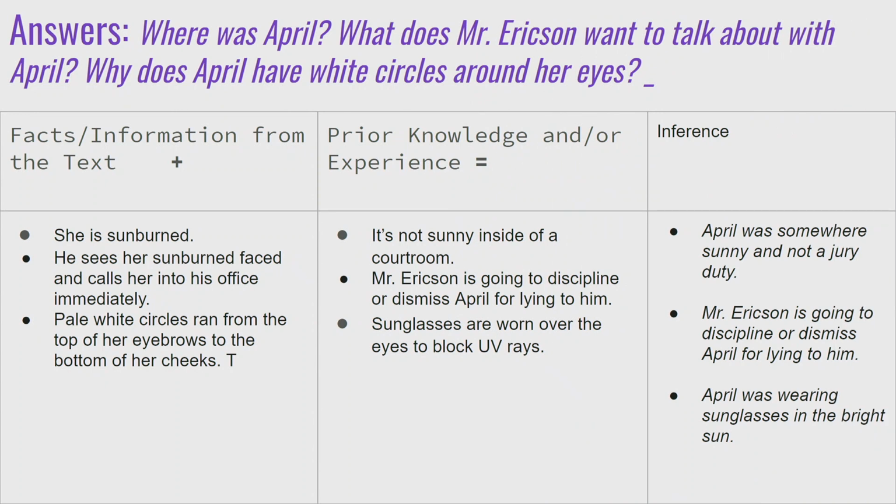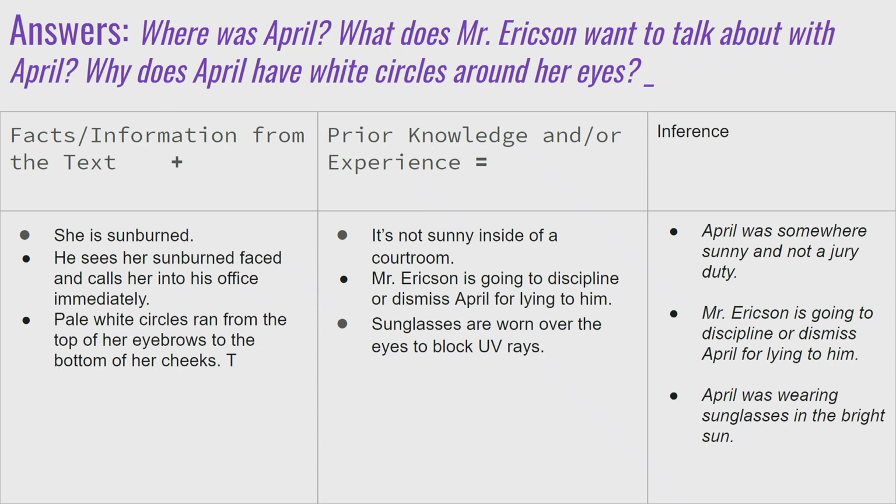Now, we're going to review the answers that we made. The first question we had to answer: where was April? We're going to state some textual evidence to support that. One thing we noticed is she was sunburned. That's from the text. Our prior knowledge is it's not sunny inside of any courtroom. We can only be sunburned if we're outside. The inference we can make about where April was: somewhere sunny and not at jury duty.